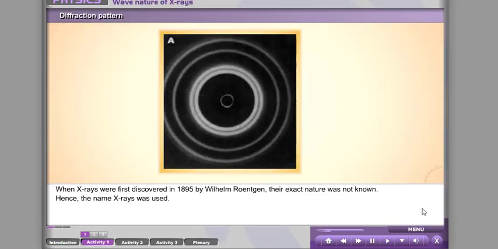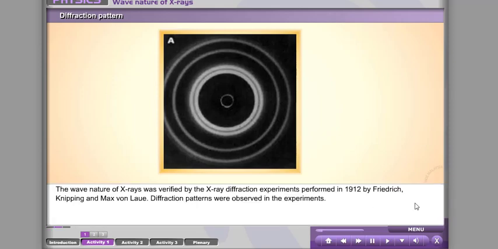When X-rays were first discovered in 1895 by Wilhelm Röntgen, their exact nature was not known. Hence, the name X-rays was used. The wave nature of X-rays was verified by the X-ray diffraction experiments performed in 1912 by Friedrich Knipping and Max von Laue. Diffraction patterns were observed in the experiments.